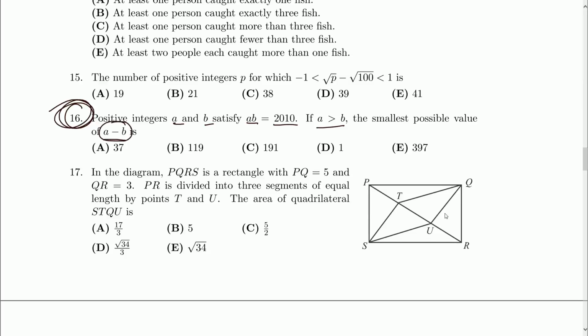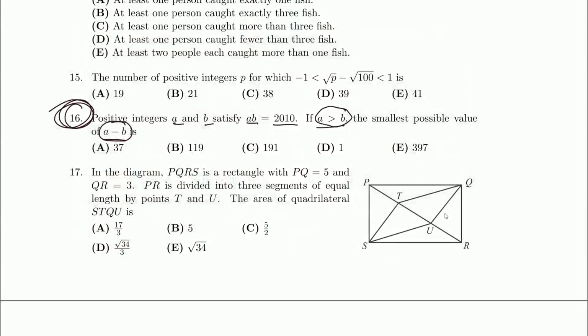How do I make a difference as small as possible? Well, if the numbers are as close together. So I want the factors of 2010 that are as close together as possible. So if I start listing out the factors of 2010, I want the ones that are really close together, the closest pair that multiply to 2010. And there's something that can sort of help us out a little bit with that. These numbers are also going to be the closest factors to the square root of 2010, which is about 44.8. So those are the sorts of numbers I'm going to be on the hunt for.